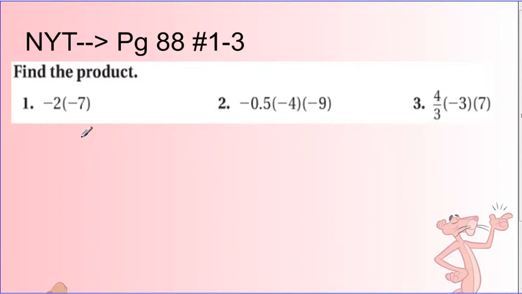Okay, so let's see how we did. Well, 2 times 7 is 14. The signs are the same, so it's going to be a positive 14.